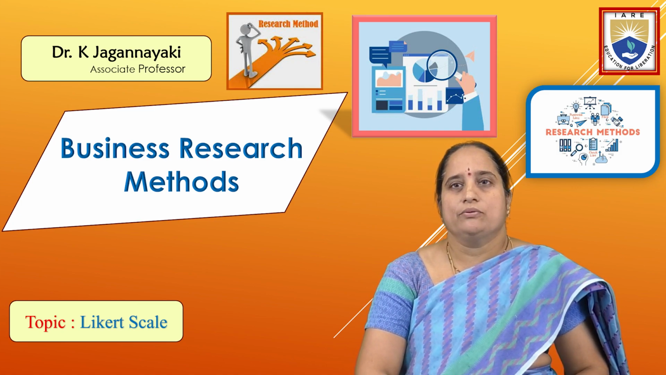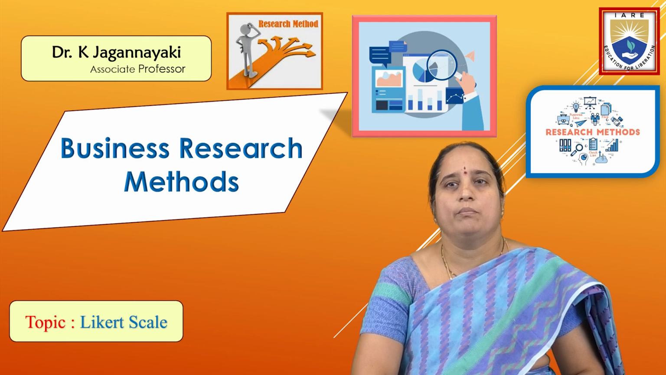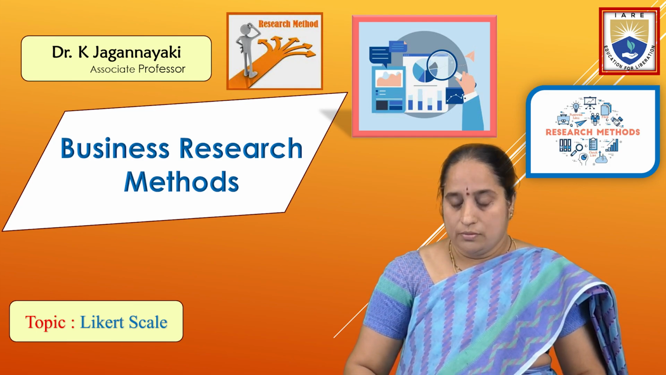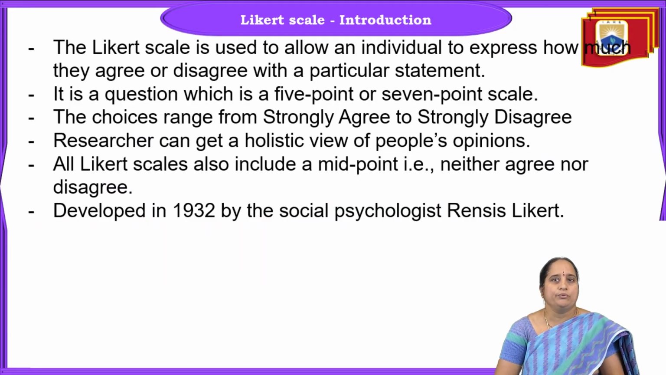So today I would like to discuss with you all about the Likert scale. The Likert scale is a unidimensional scale which is used to understand the attitudes of people, how they behave in different situations. It is used to allow an individual to express how much they agree or disagree with a particular statement.